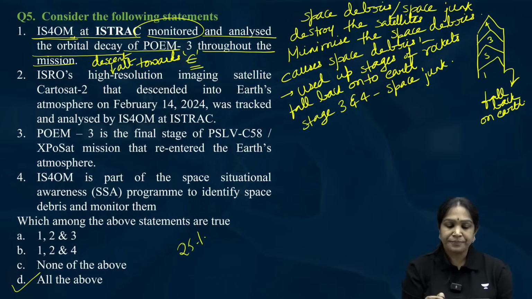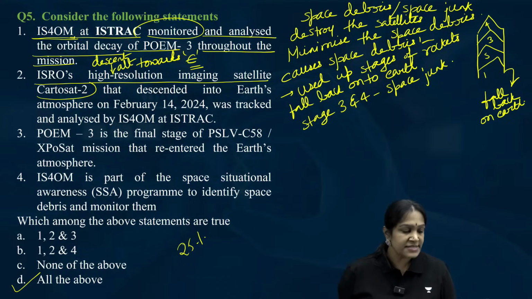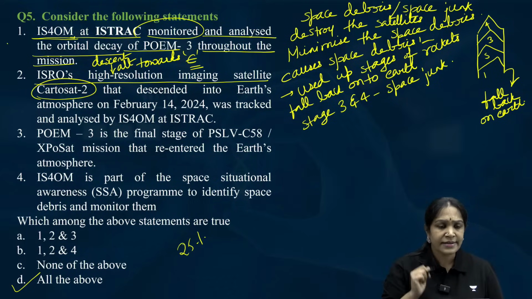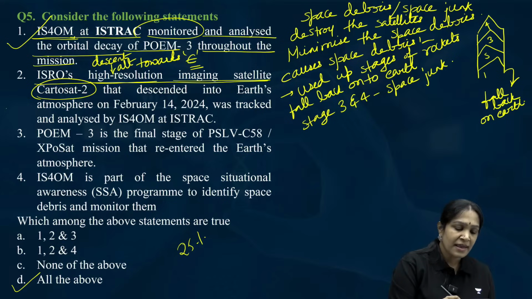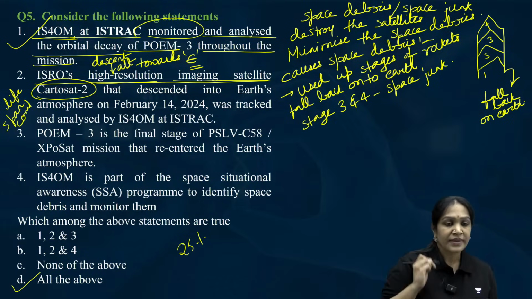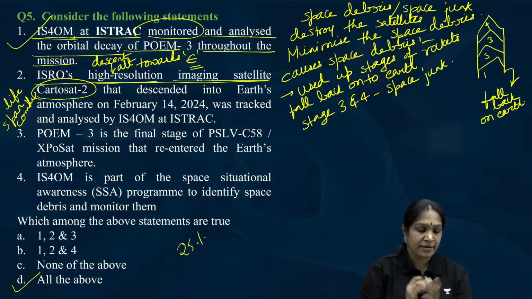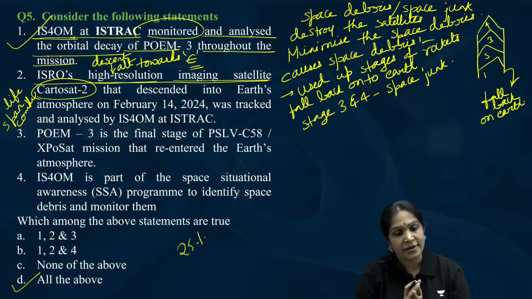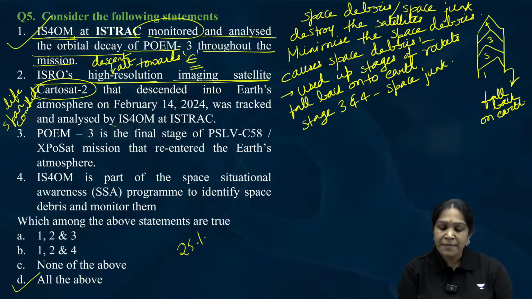Then ISRO's high resolution imaging satellite Cartosat-2. Second statement. Which satellite? Cartosat-2. What is that? It is a high resolution imaging satellite. And this Cartosat's lifespan is completed. Is it clear? So, it should be safely brought back onto the Earth. Is it clear? It should be safely brought back onto the Earth. That was also brought back, and that is also controlled by the same IS4OM at ISTRAC.